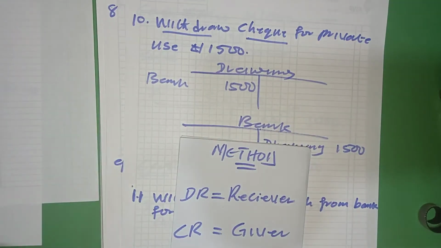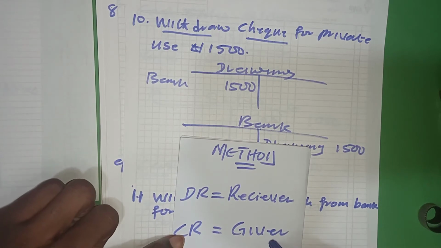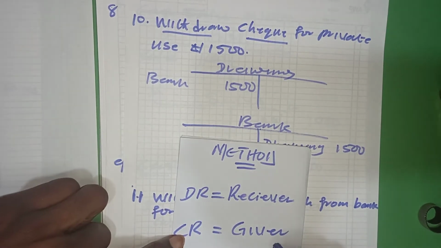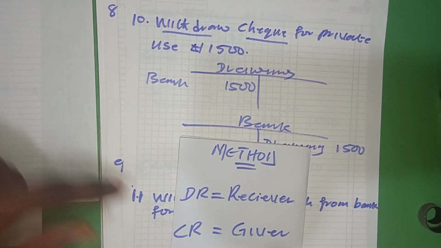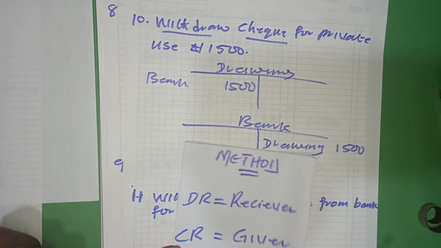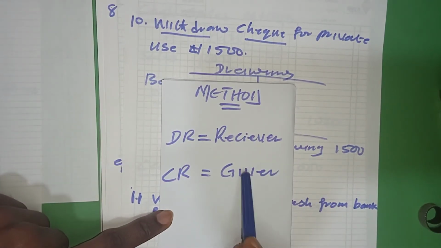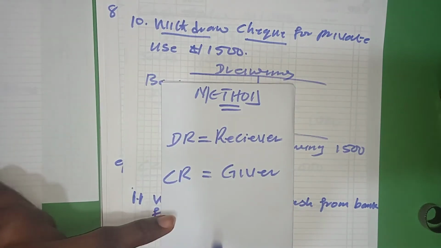Now let's use this method. Who is giving and who is receiving? The business is giving. The business is giving who? The owner some money. Now, the business is giving, so you credit bank, because the money in the bank is reducing. And the owner of the business is the one receiving.